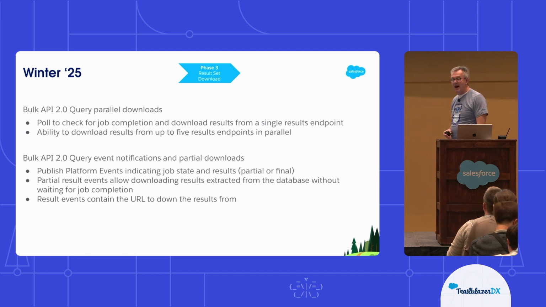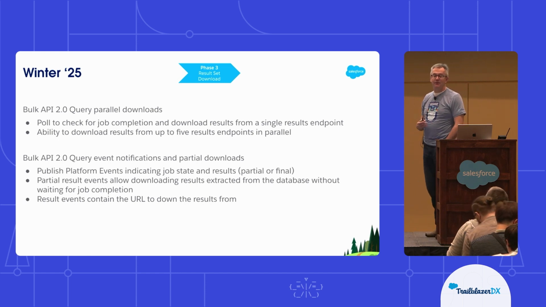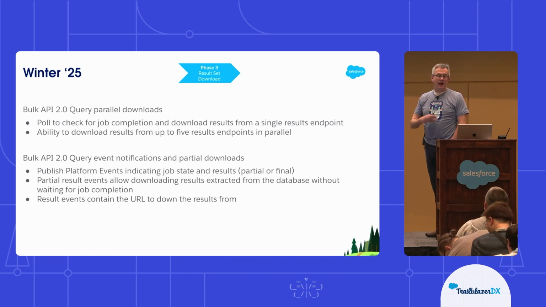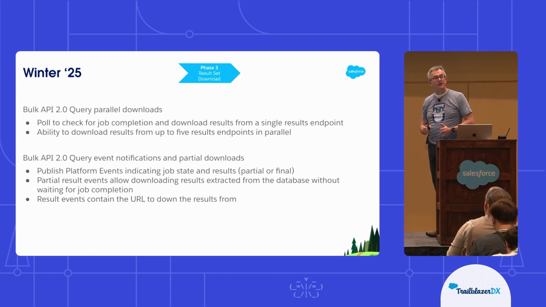So the first one is parallel downloads. If you're using Bulk API 2 today, you execute the query, and once the query is complete, you download the entire result set using a single HTTP call, one at a time. With parallel downloads, you will be able to download that single result set using up to 5 different HTTP connections. You'll still keep your HTTP API-based model, but you'll be able to download in parallel from up to 5 different result endpoints. So that will speed up the download.